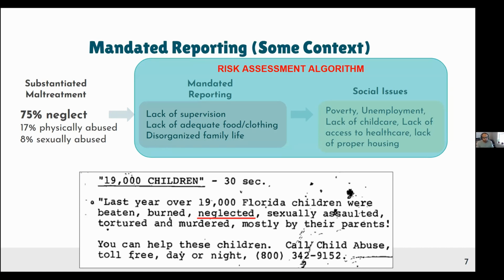First, the 19,000 number is a straight up lie. Second, notice how neglect, which is 75% of the outcome, is conveniently tucked in between and inflated with beaten, burned, sexually assaulted, and tortured. This was done to create a moral panic and drive up investigations into families of color.